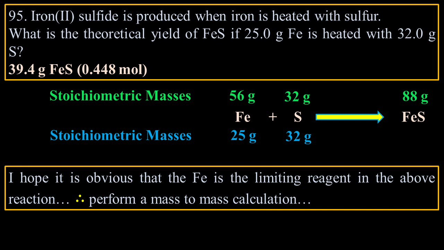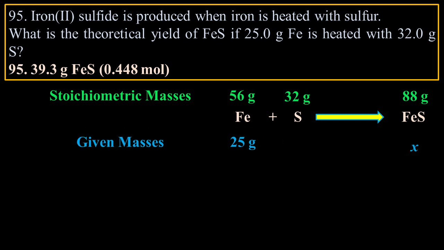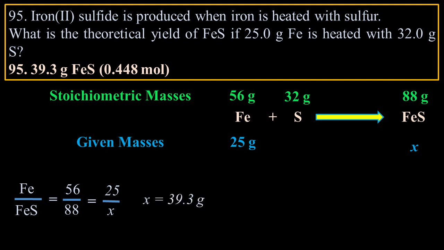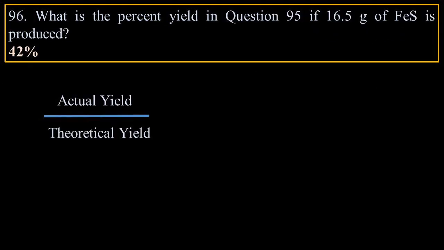I hope it's obvious that the iron is the limiting reagent in the above reaction, because I can't use 32 grams of sulfur. If I did, I would need 56 grams of iron. So I'm going to use iron to determine the product X. So it's going to be 56 over 88 equals 25 over X, and then solve for X, and it will be 88 times 25 divided by 56. Please make sure you can do this problem, and then it's going to be 39.3 grams, or 0.448 moles. And then 39.3 grams divided by 88 is 0.45 moles, which is what they give as the answer, but with 3 significant figures. Again, 2 significant figures is fine.